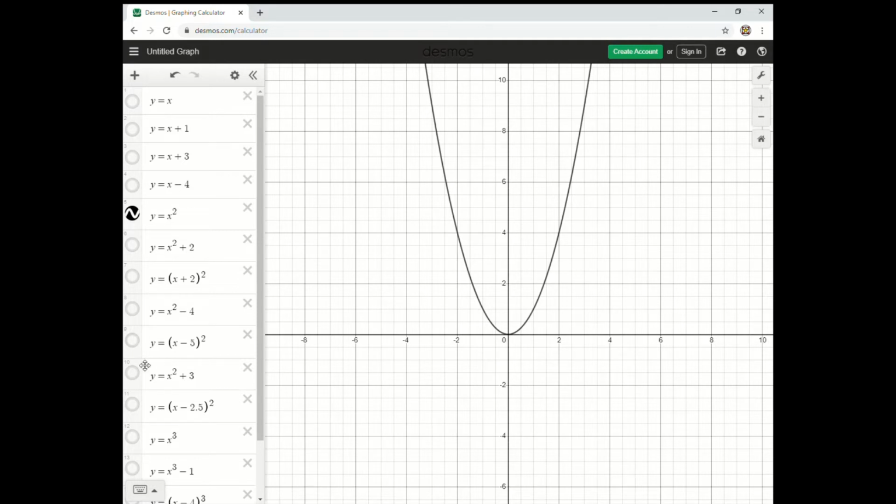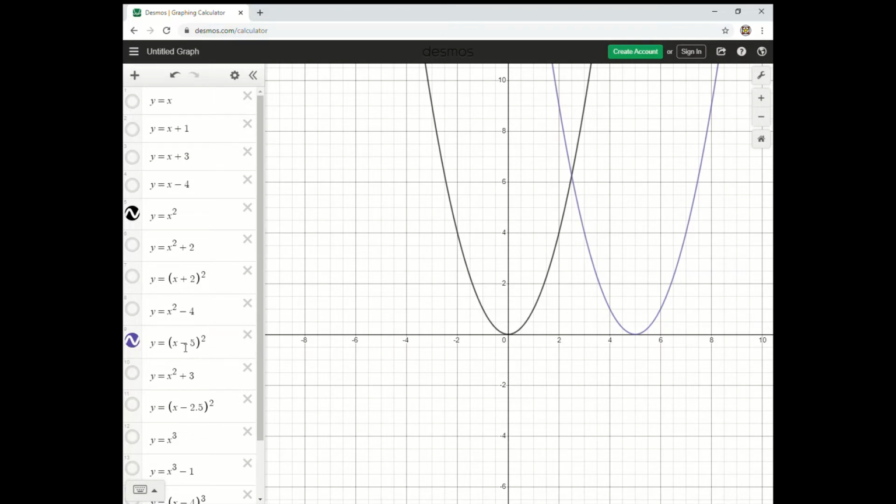So let's consider what we should think happens then if we obey the same rules with x minus 5 all squared. Well, if plus 2 sends us 2 places to the left, we'd expect x minus 5 all squared to send us 5 places to the right. And lo and behold, it does.